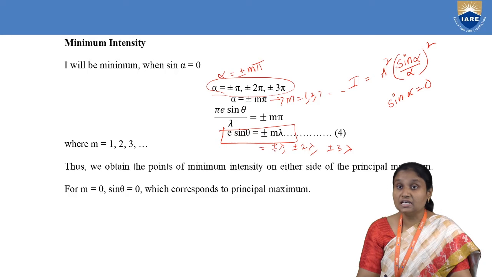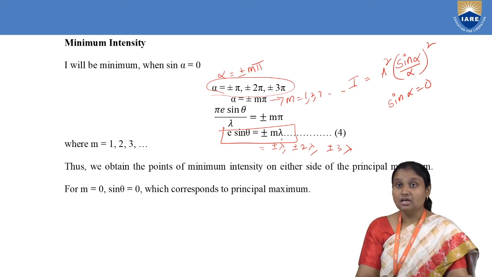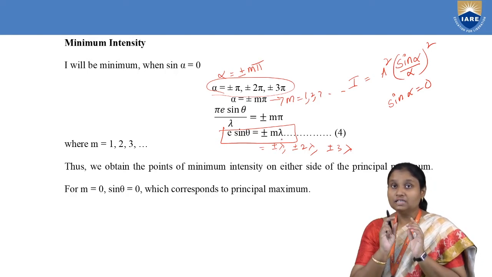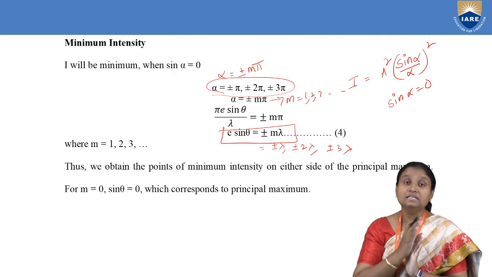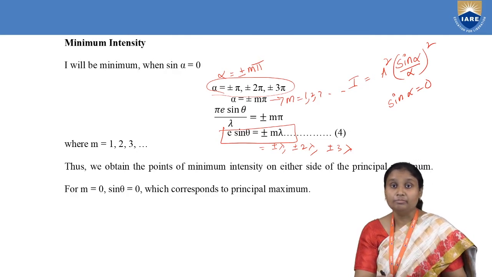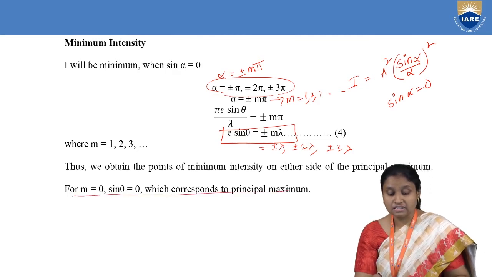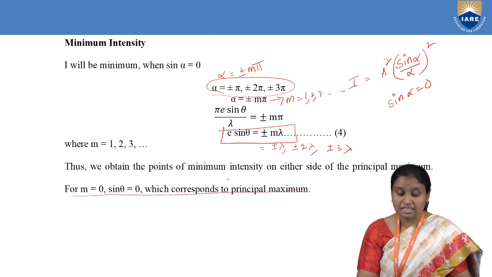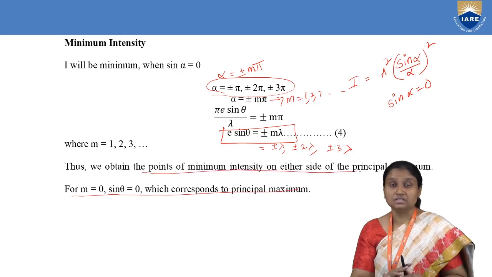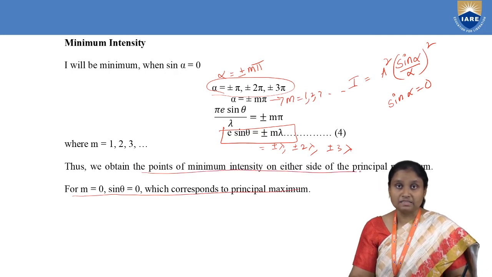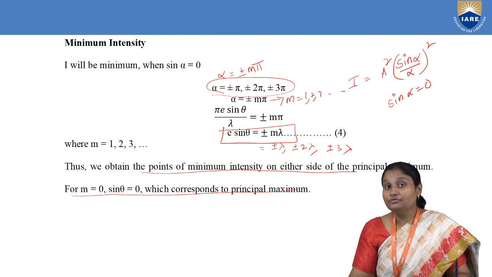And because here plus or minus is there, it means that first at the center P naught I'll get maximum intensity. On either side of principal maxima I'll have minimas. So this is the condition. m is equal to 0, sin theta is equal to 0. So this is for principal maxima, and we have points of minimum intensity on either side of principal maxima. Now we got the condition for principal maximum.